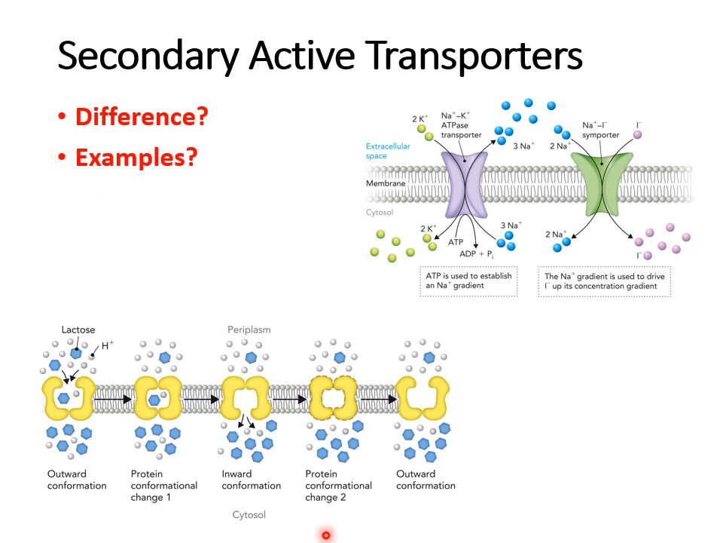Now, the transporters we've been talking about in the past few slides have been primary active transporters. Now I want to show you secondary active transporters. What's interesting with this is, first over here, you notice one of the primary active transporters that we've seen just a few slides ago. And the reason you see this here is that the primary active transporter was directly using ATP for that gradient.